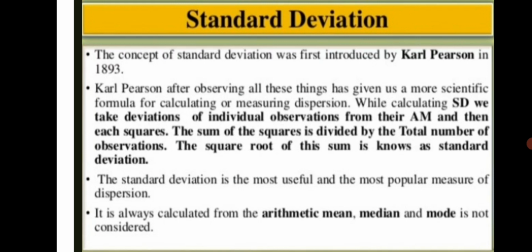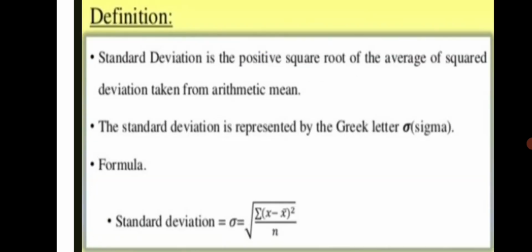The standard deviation is the most useful and the most popular measure of dispersion. It is always calculated from the arithmetic mean. Median and mode are not considered. So let's see the definition of it. Standard deviation is the positive square root of the average of the squared deviations taken from the arithmetic mean. The standard deviation is represented by the Greek letter sigma. So its formula is: standard deviation sigma equals root of sigma (x minus x bar) whole square upon n.